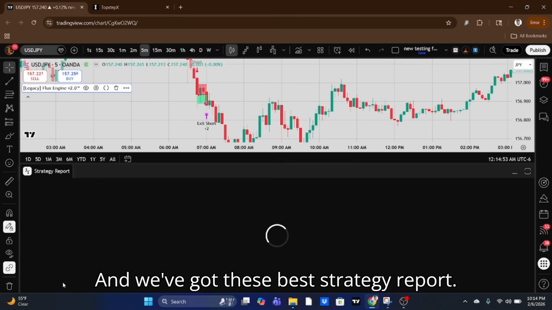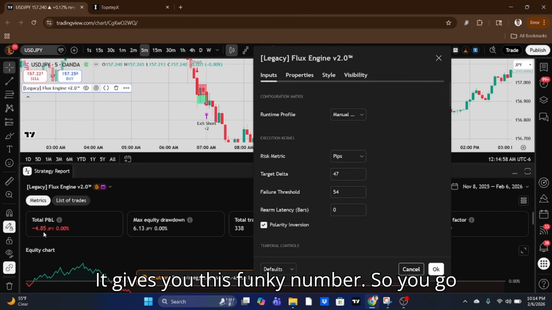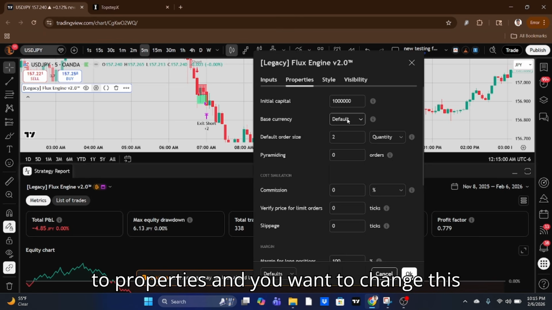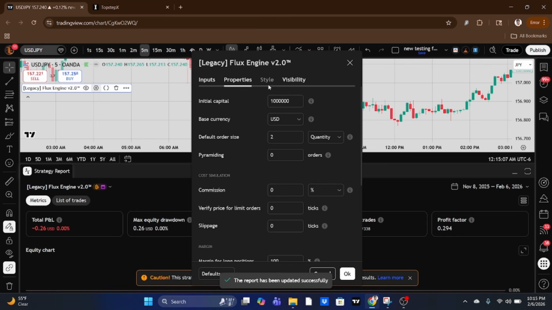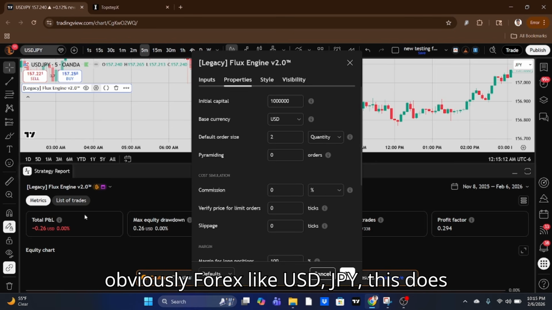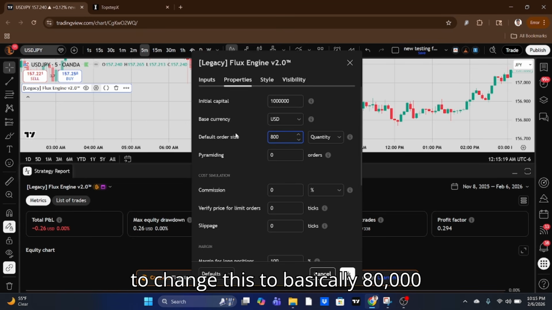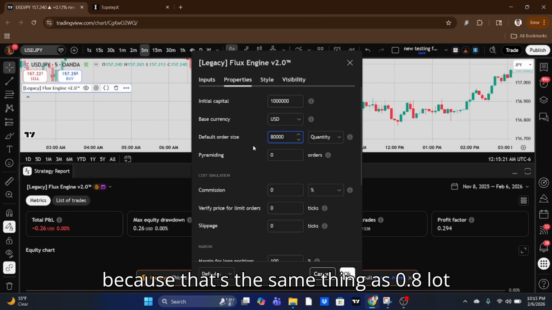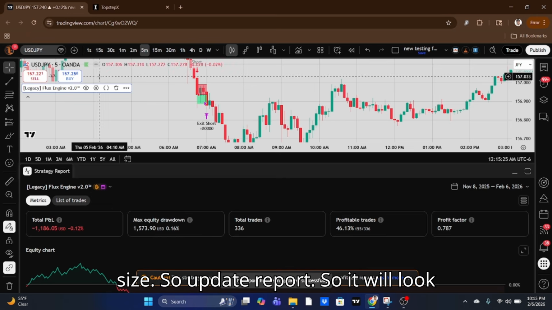And if you go to the strategy report, it gives you this funky number. So you go to properties and you want to change this to USD. So this will change to USD as well. Update report. And then if you're trading, obviously, forex like USD JPY, this does go by unit. So if you're trading a lot size of 0.8, you would need to change this to basically 80,000, because that's the same thing as 0.8 lot size. So update report. So it will look something like this.